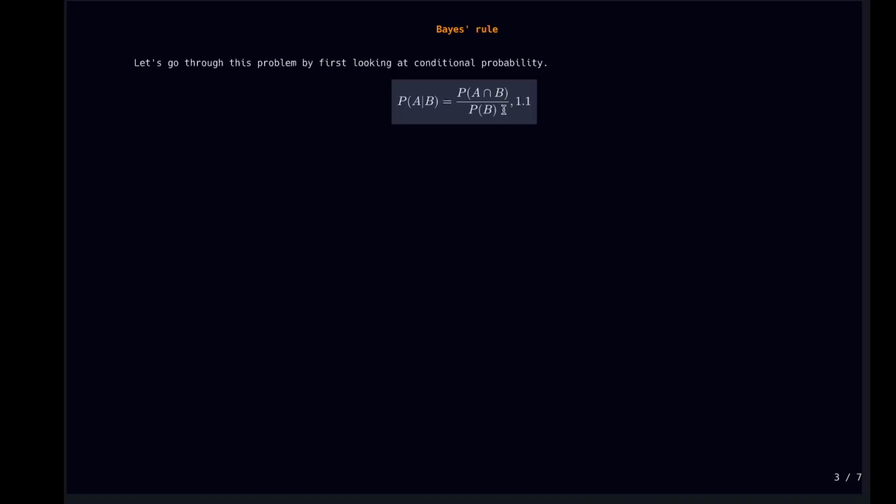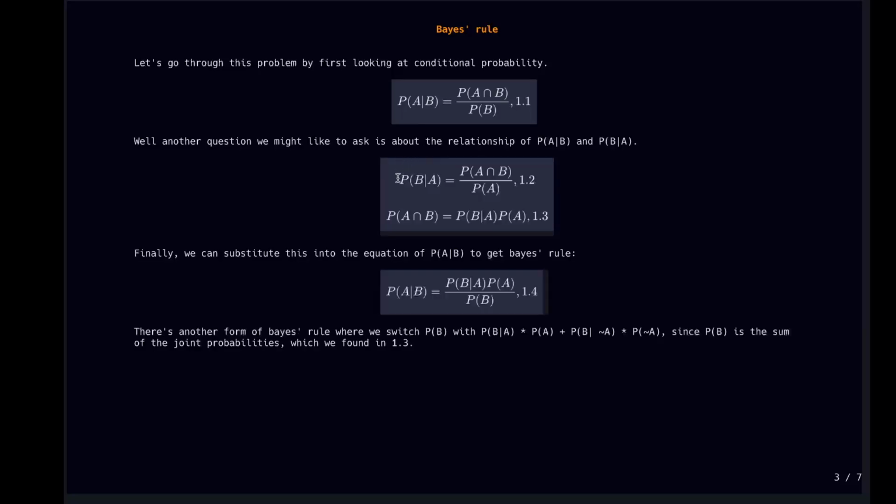A question that may come to your mind is, what is the relationship between the probability of A given B and the probability of B given A? Let's look at the probability of B given A, and we can see it's identical except that the denominator switched from the probability of A to the probability of B. I want to get the probability of A and B, and we can do this by multiplying both sides by the probability of A. Probability of A and B is equal to the probability of B given A times the probability of A.